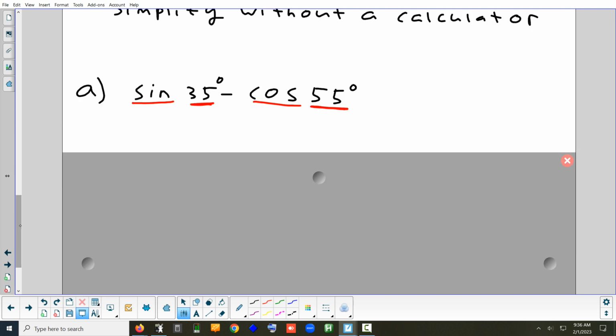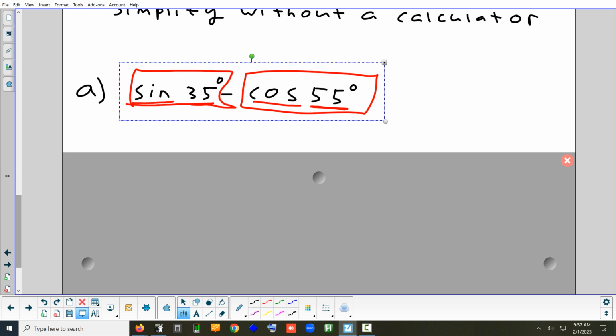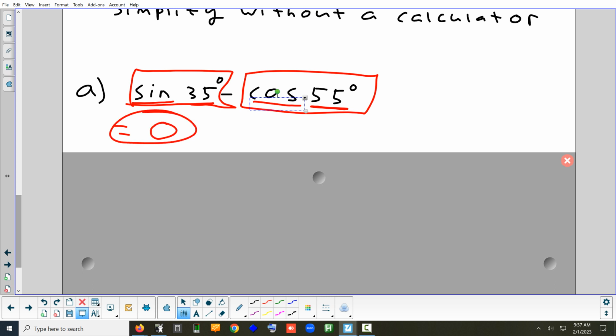So I don't know what this is, and I don't know what this is, but I know that I'm subtracting two things that are the same. The sine of 35 is the same as the cosine of 55. So what would I get when I do that? Yep. 0. Now, if you change that 35 to a 34, well, now you messed up the whole thing. Can't do it. These had to be cofunctions, and these had to add up to 90.